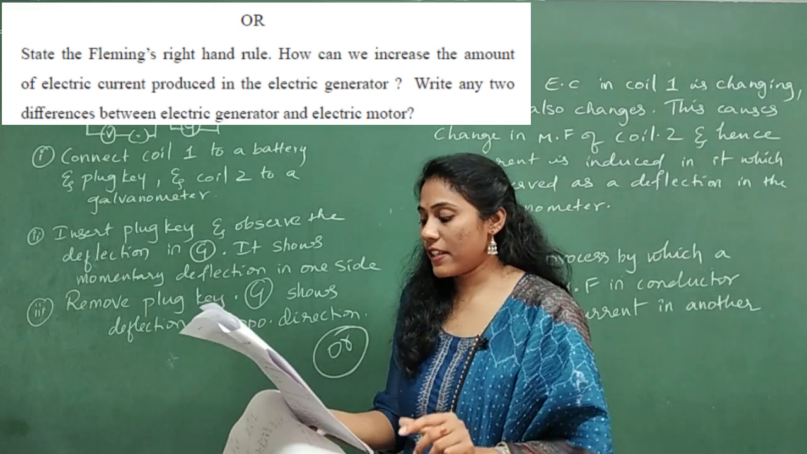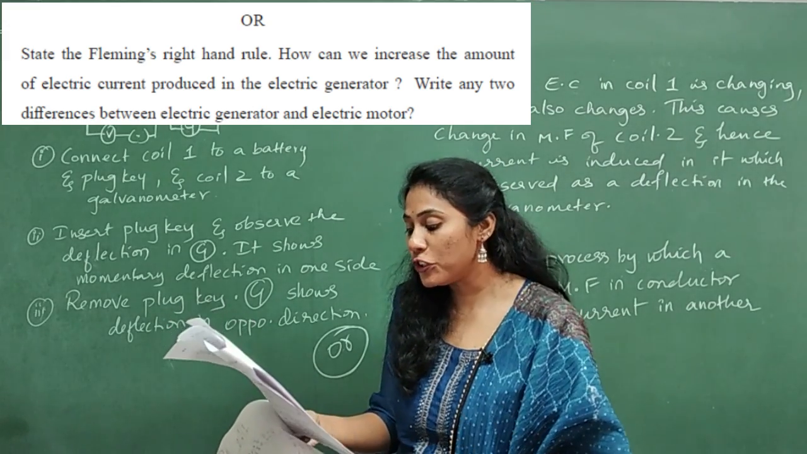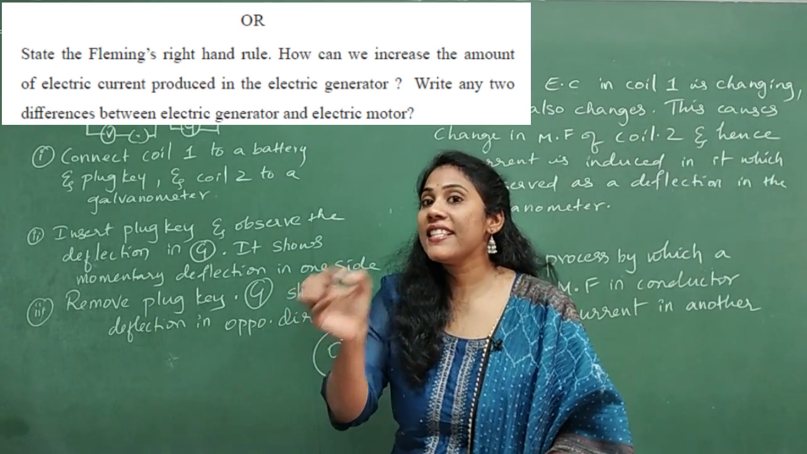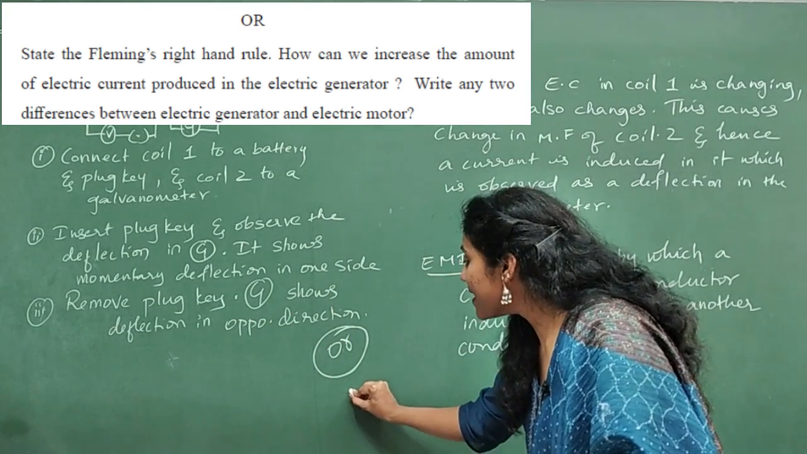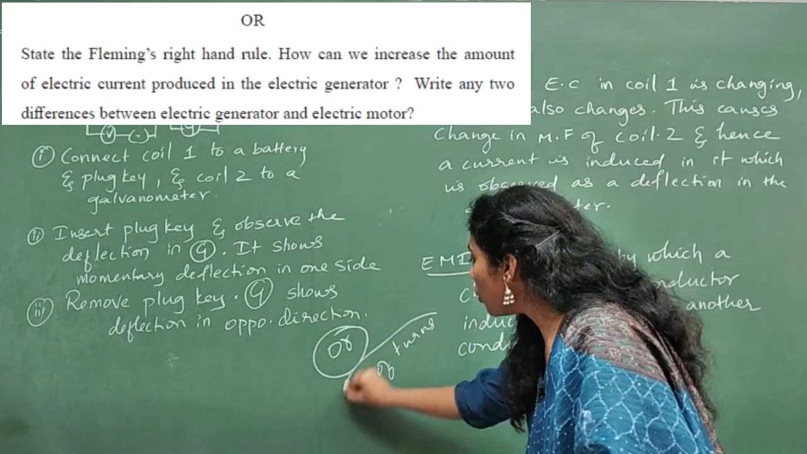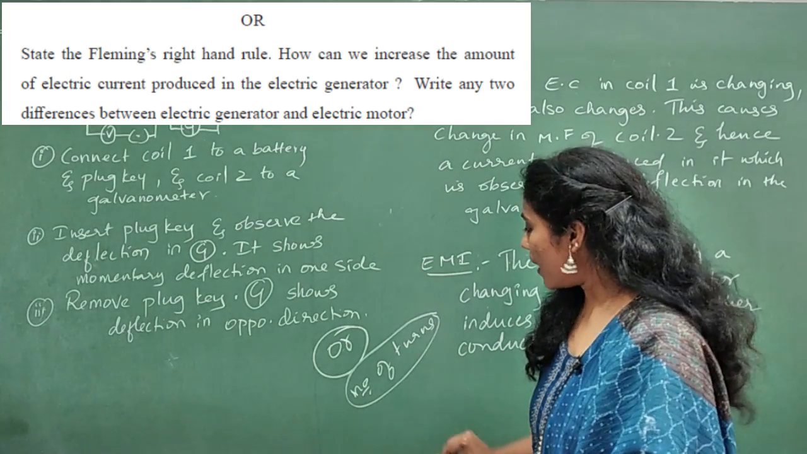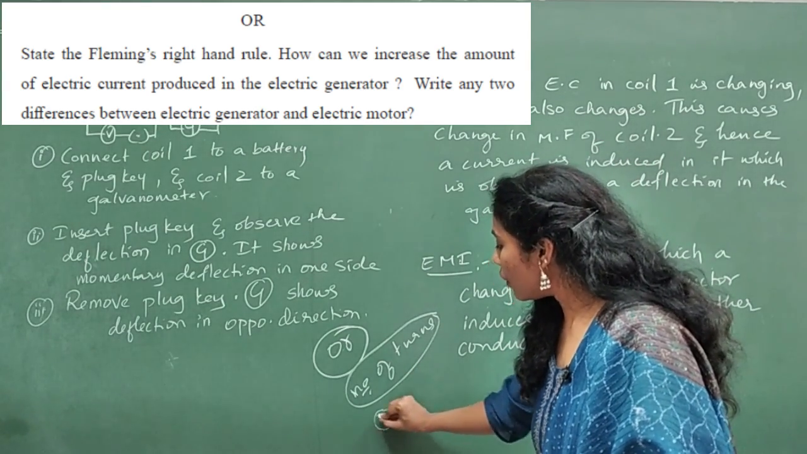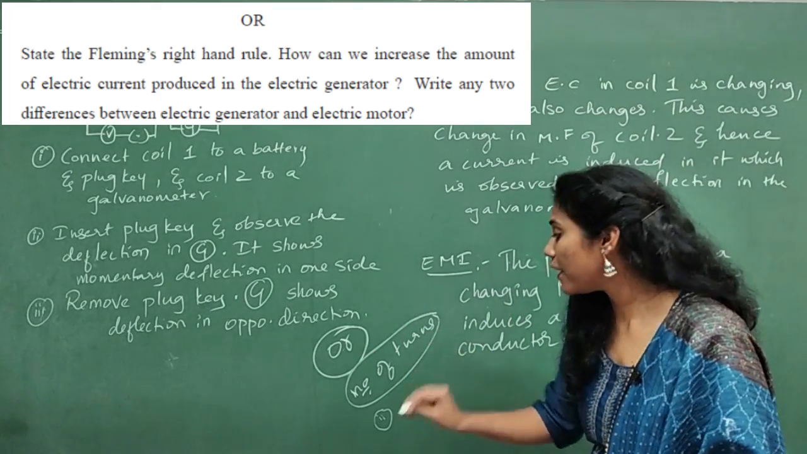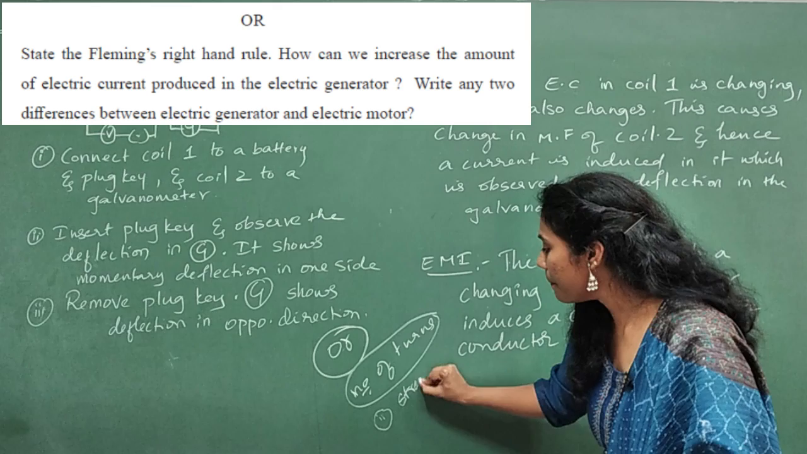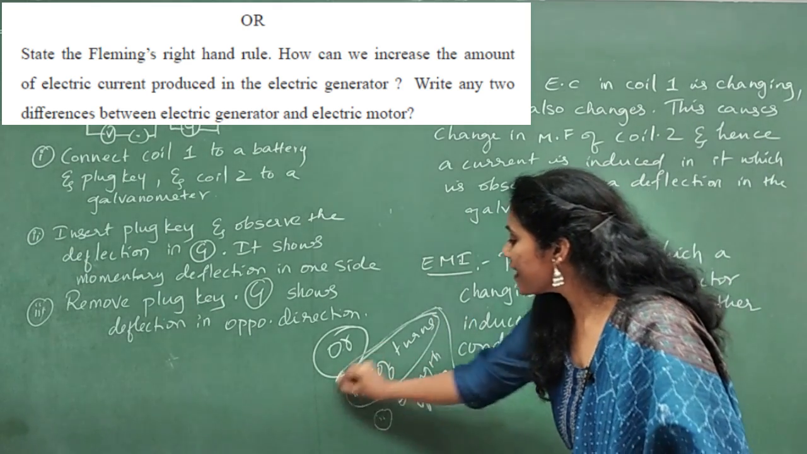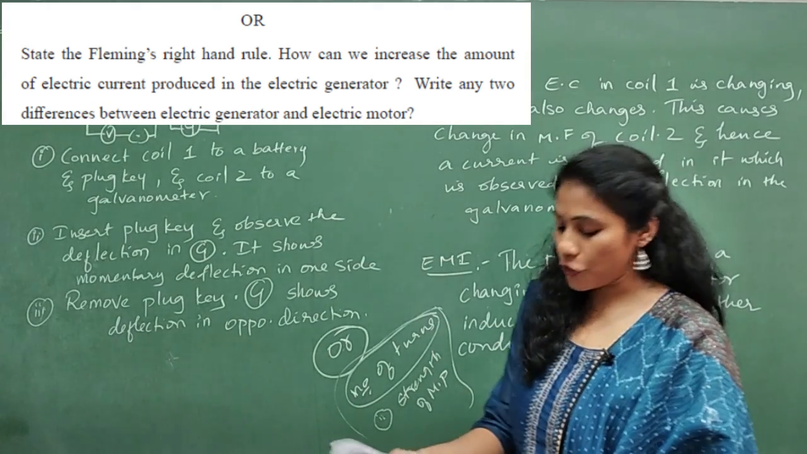And then there is a question: how can we increase the amount of electric current produced in an electric generator? How can we increase the strength of electric current here? By increasing the number of turns in a coil, right? So that is one way. And the second way is we can also increase the strength of electric current by increasing the strength of the magnetic field. So these are the two reasons you can give there.